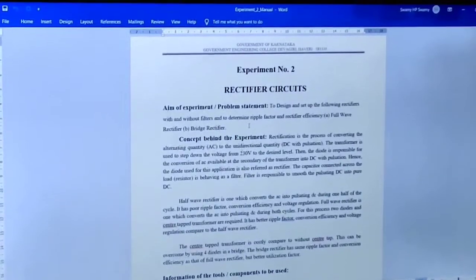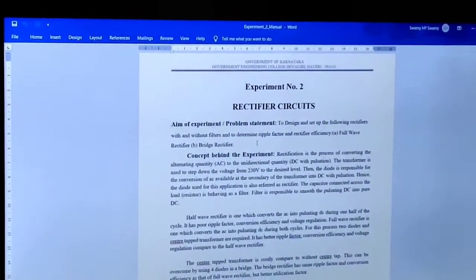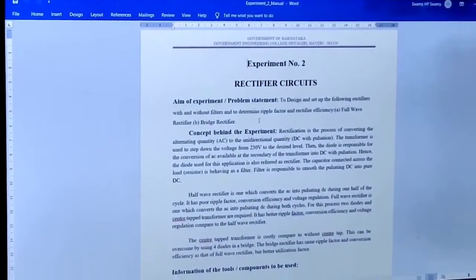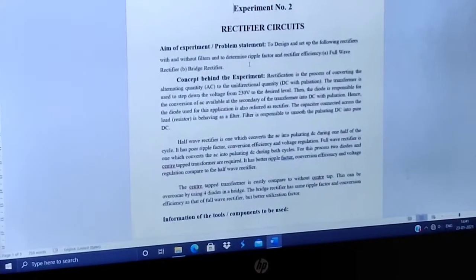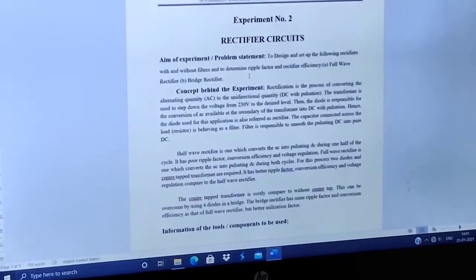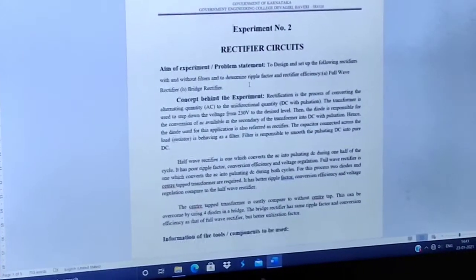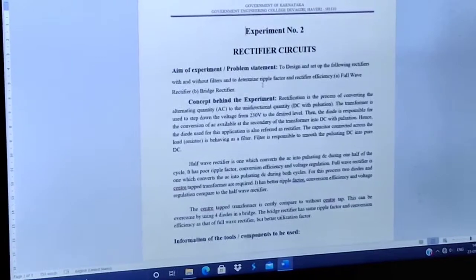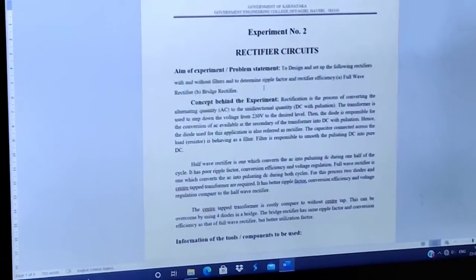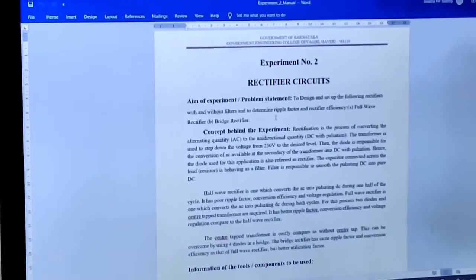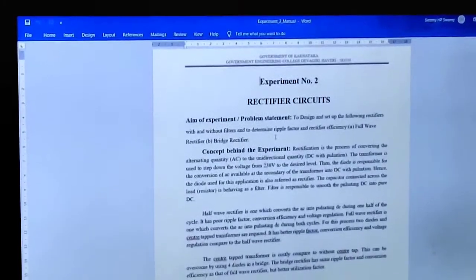Half wave rectifier is one which converts the AC into pulsating DC during one half of the cycle. It has poor ripple factor, conversion efficiency and voltage regulation. Full wave rectifier is one which converts the AC into pulsating DC during both cycles. For this process, two diodes and a center tapped transformer are required. It has better ripple factor, conversion efficiency and voltage regulation compared to the half wave rectifier.